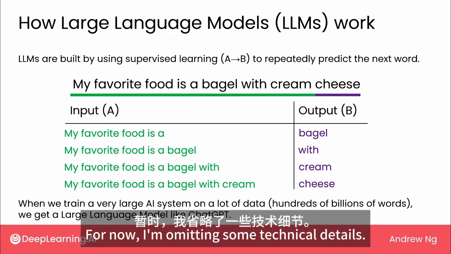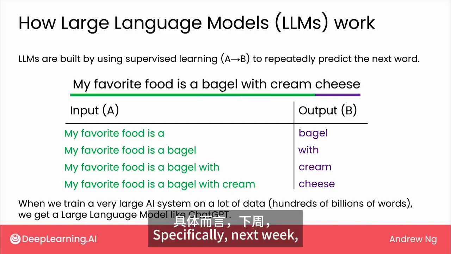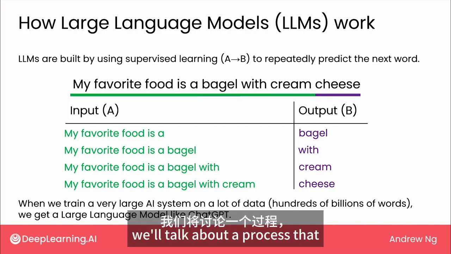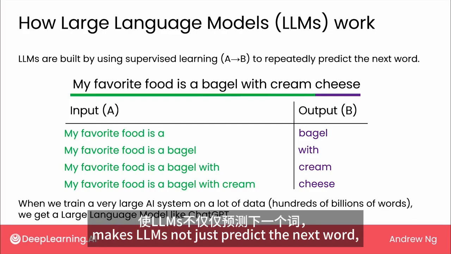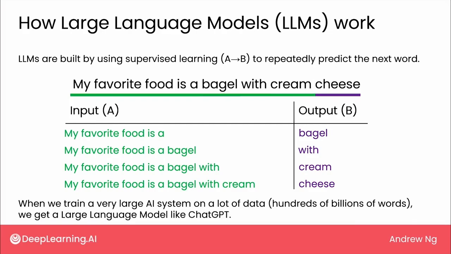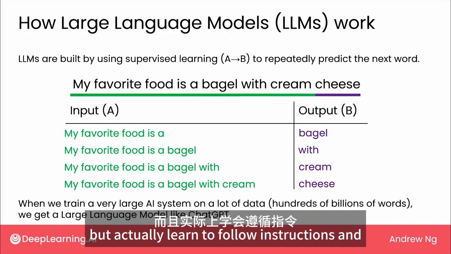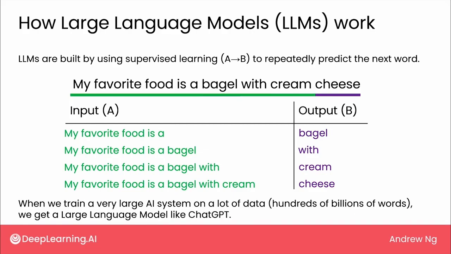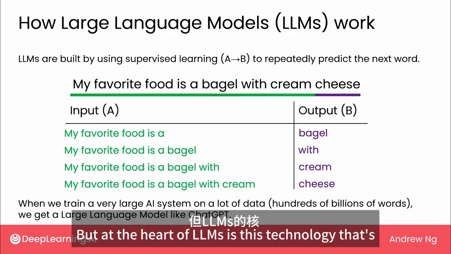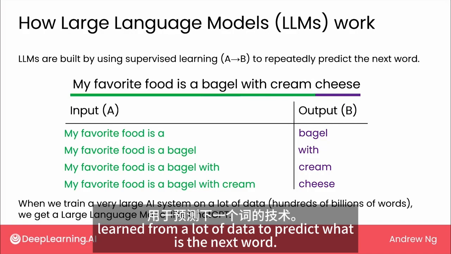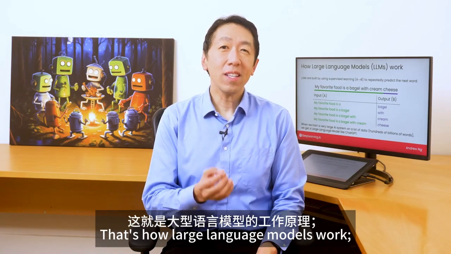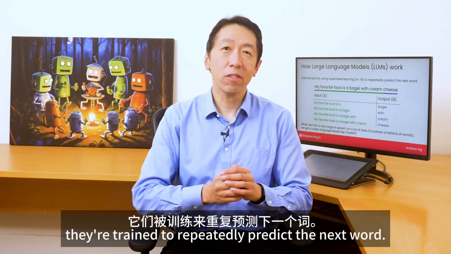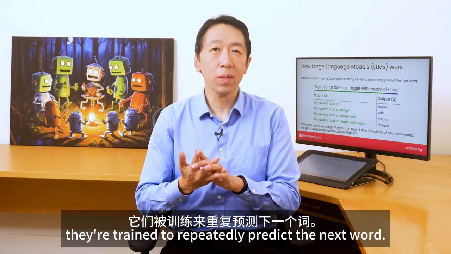For now, I'm omitting some technical details. Specifically, next week, we'll talk about a process that makes LLMs not just predict the next word, but actually learn to follow instructions and also be safe in what it outputs. But at the heart of LLMs is this technology that's learned from a lot of data to predict what is the next word. So that's how large language models work. They're trained to repeatedly predict the next word.